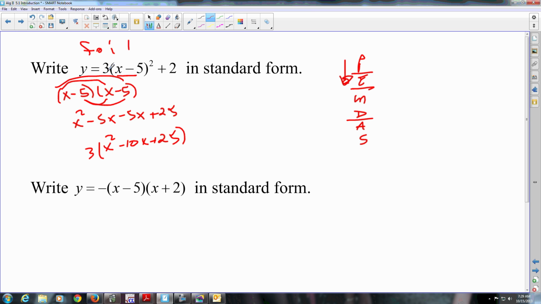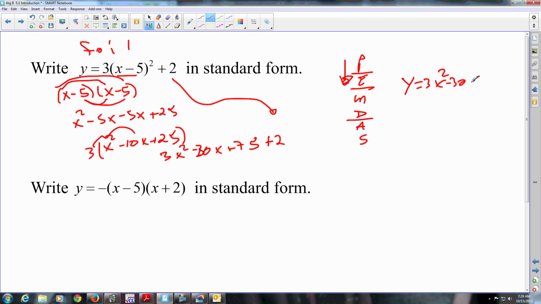Times 3. That's the next thing you do. So it'd be 3x squared minus 30x. I apologize, I didn't multiply that in. It goes to everybody. Minus 30x plus 75. And then the plus 2 is still here. So your final answer is y is equal to 3x squared minus 30x plus 77.